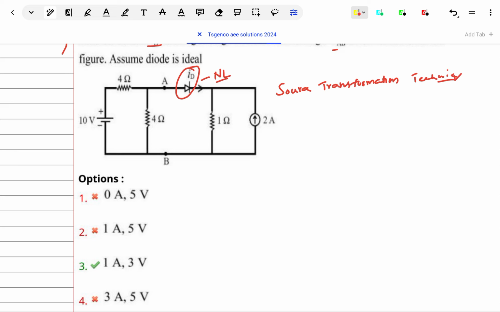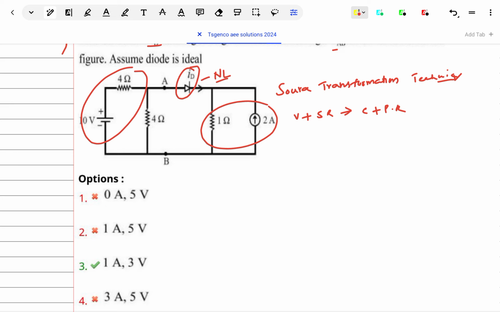Based on this, a voltage source in series with a resistance can be represented as a current source in parallel with a resistance. Already you know about that. So I am going to convert this voltage source in series with resistance, and similarly the current source in parallel with resistance I will also convert into a voltage source in series with the resistance here.